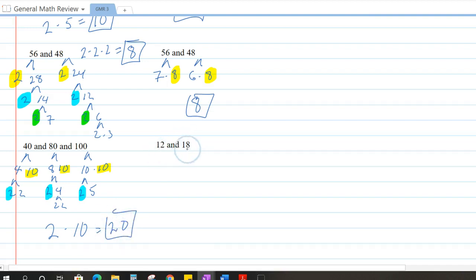Similarly with the 12 and 18, I know that 12 is 2 times 6, 18 is 3 times 6. Take the common terms of 6s, and I have my greatest common factor right there of 6.